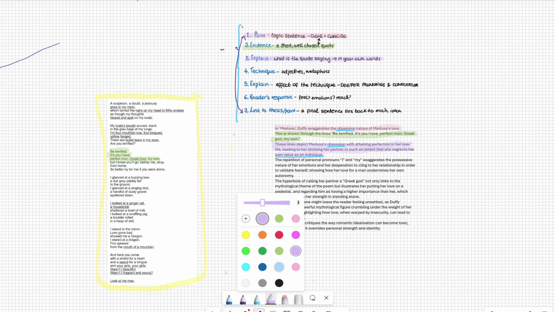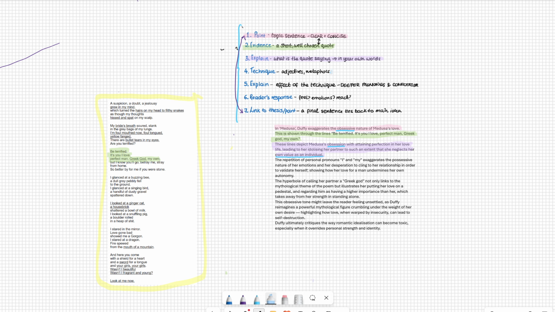Okay, so the next thing we're looking for is technique. So that's your adjectives, your metaphors, and all of that. Now, here we can see that we have the repetition of personal pronouns, I and my, and the hyperbole of calling her partner a Greek god.